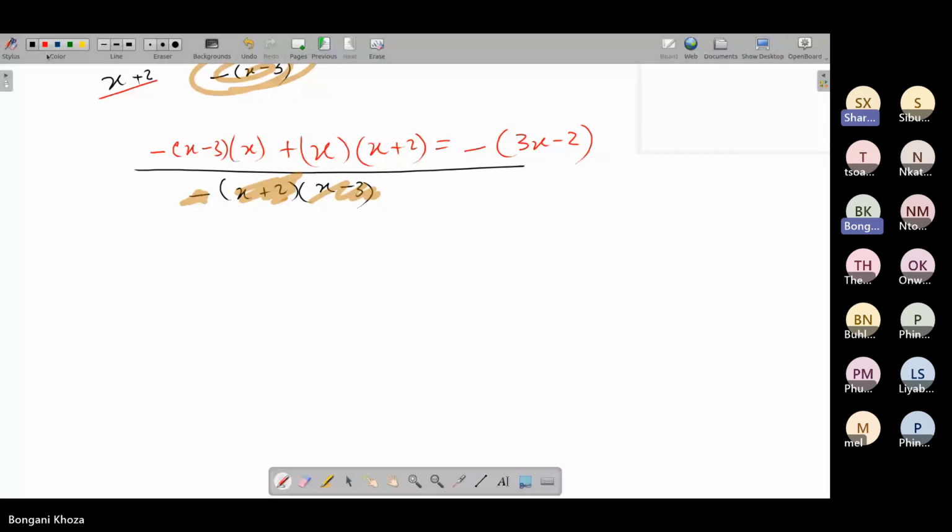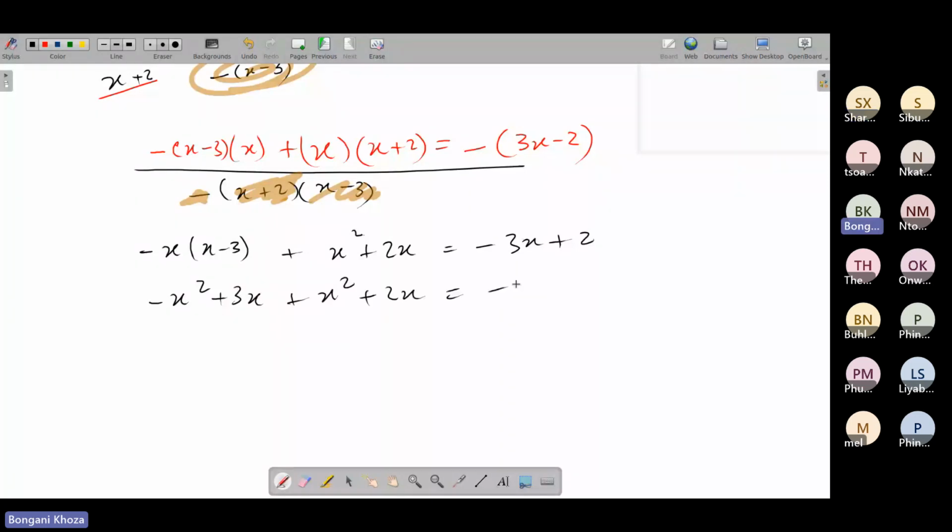So if I multiply here, I end up having minus x into x minus 3 plus, this is x squared plus 2x equals to minus 3x plus 2, like that. This is minus x squared plus 3x plus x squared plus 2x equals to, we can actually just bring these guys over, plus 3x minus 2 equals to 0, like that.